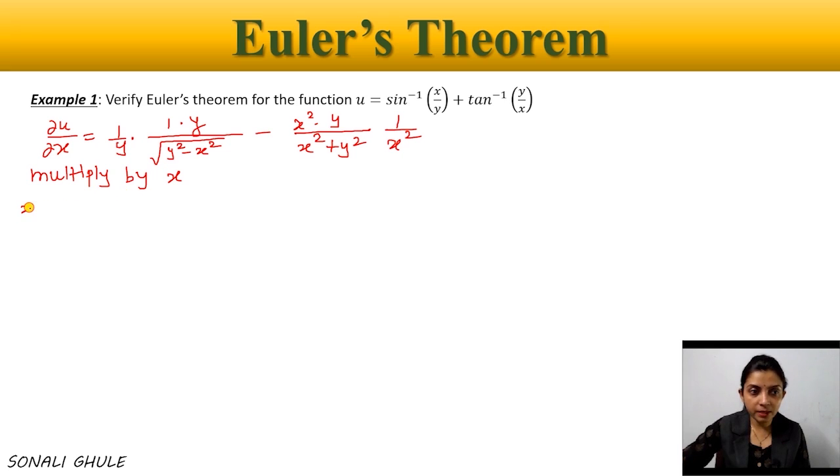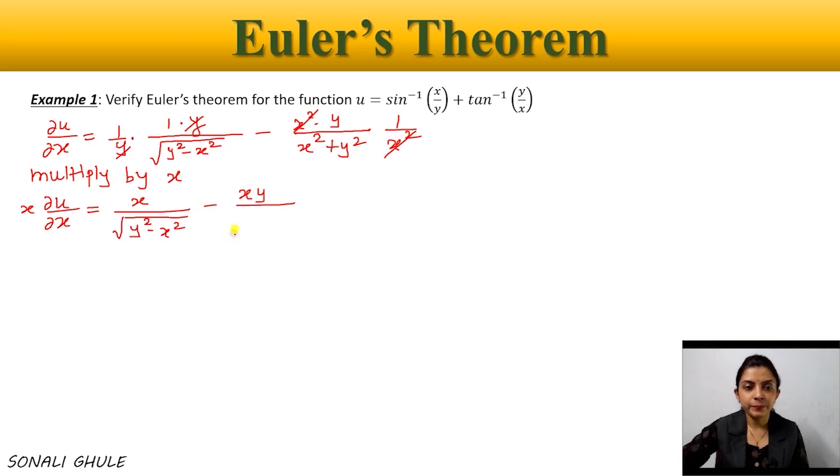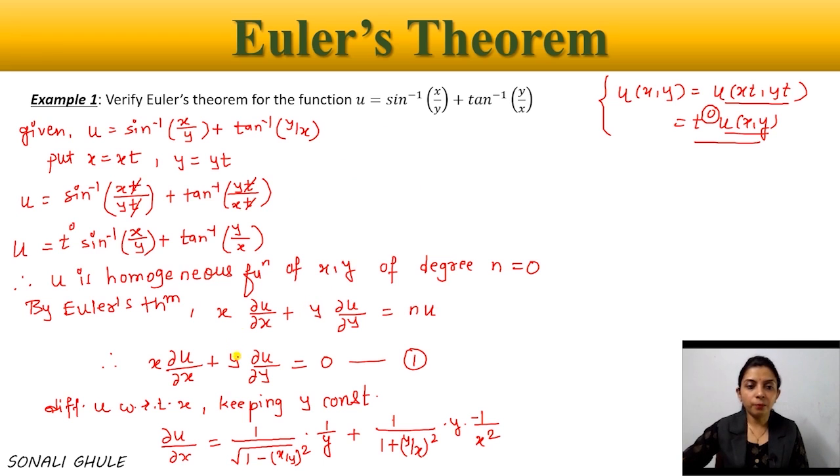So that will give me x into dou u by dou x equal to, this y gets cancelled. So this will be x upon root y square minus x square minus, x square gets cancelled, multiplied by x, so it will be xy upon x square plus y square. I hope you all understood. Let's say this is equation A. Now I got a value for x into dou u by dou x. Now I want to find y into dou u by dou y.